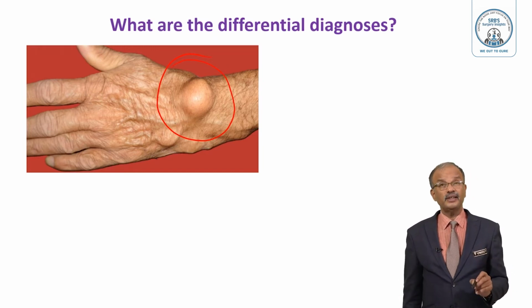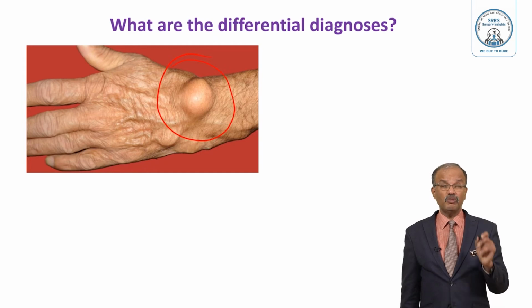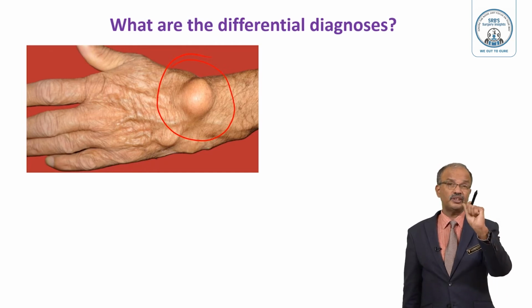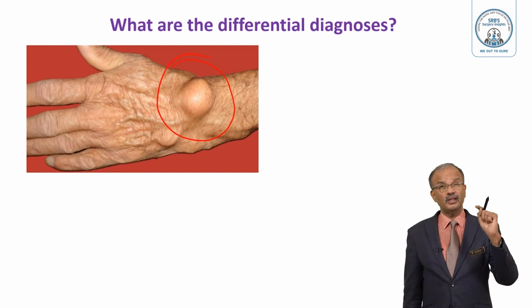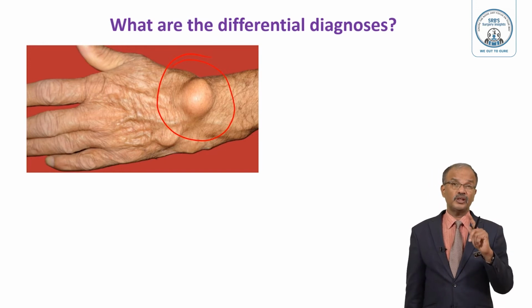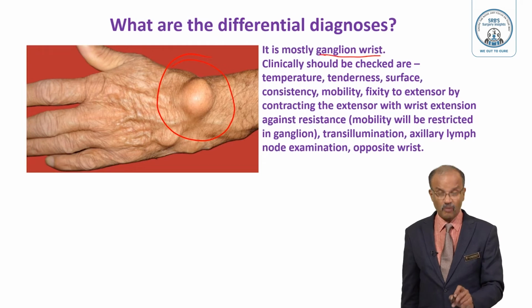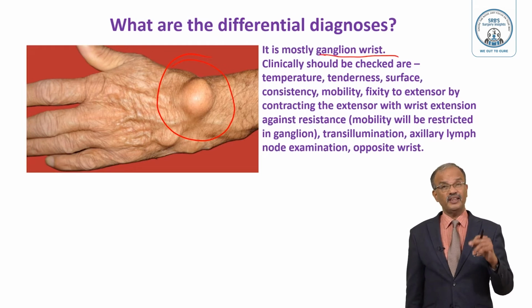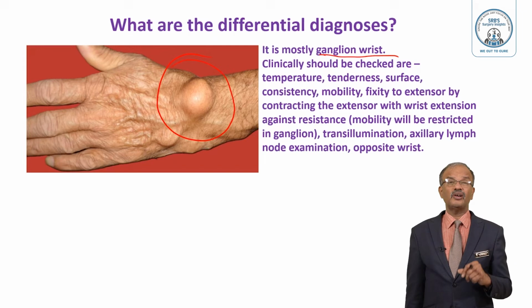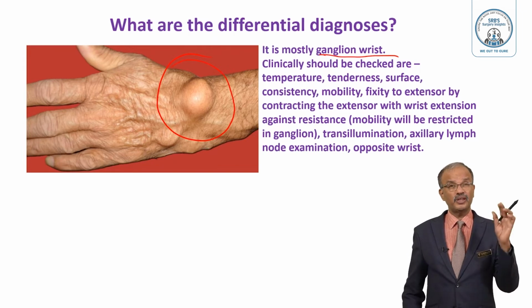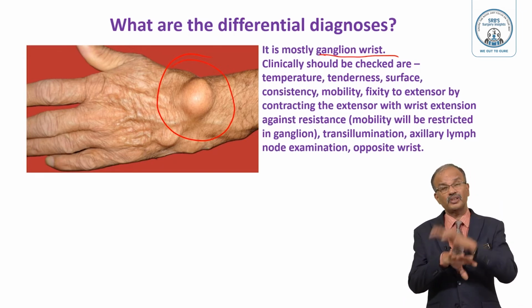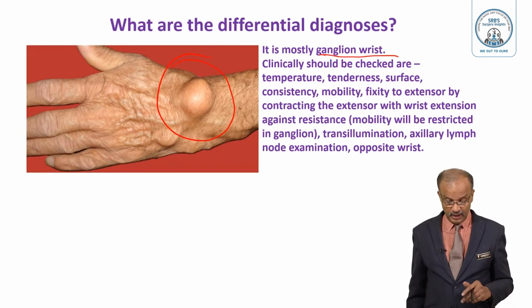So to do that, you check the mobility, and if mobility is restricted during wrist extension against resistance, and if the Page's test is positive, then most probably the diagnosis is ganglion. Ganglion is a very common entity, especially in young individuals, and can be bilateral. A small ganglion may subside on its own. In olden days they used to put a thick Bible over it and press it so as to rupture it.